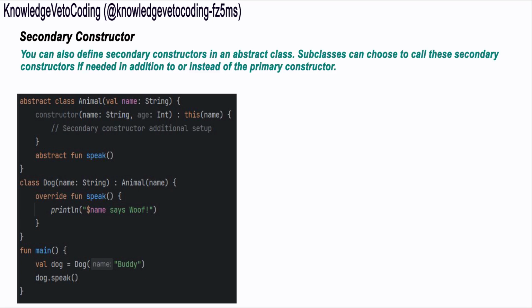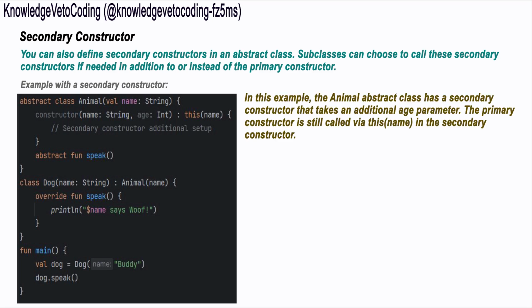Secondary constructors. You can also define secondary constructors in an abstract class. Subclasses can choose to call these secondary constructors if needed, in addition to or instead of the primary constructor. Example with a secondary constructor. In this example, the animal abstract class has a secondary constructor that takes an additional age parameter. The primary constructor is still called via this name in the secondary constructor.